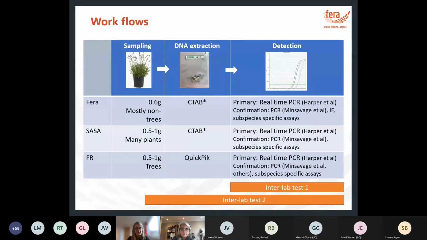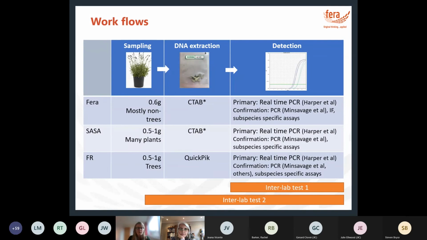So for people who aren't molecular biologists, the workflow is that you receive a sample, so you get some leaf material or possibly a plant that's been sent in. You then take some of that sample, you have to extract the DNA from it, and then you have to try and detect whether you've got Xylella within that sample. So that's the breakdown of those steps. If we compare the sampling, FARA is using a standardised 0.6 gram sample. SASA and FR are using between 0.5 and 1 gram, depending on the plant material. There's a slight difference in what people are likely to be testing. FARA is more likely to be testing lavender than Forest Research. Forest Research are likely to be testing trees. SASA are going to be testing whatever is sent to them.